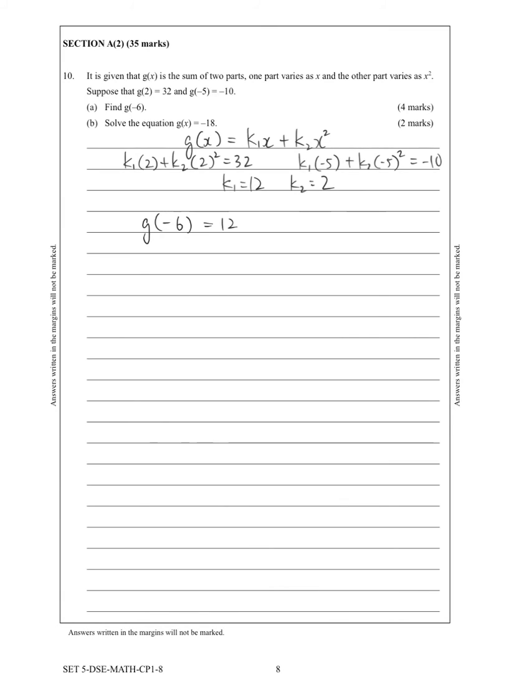So 12 times -6 plus 2 times -6 squared. That's -72, and then this is plus 72. The answer is 0. That's part A done. For part B, they're telling us to find x when g(x) is -18. So g(x) means the original g(x) equation, which is 12x plus 2x squared. First of all, move all the terms to one side.